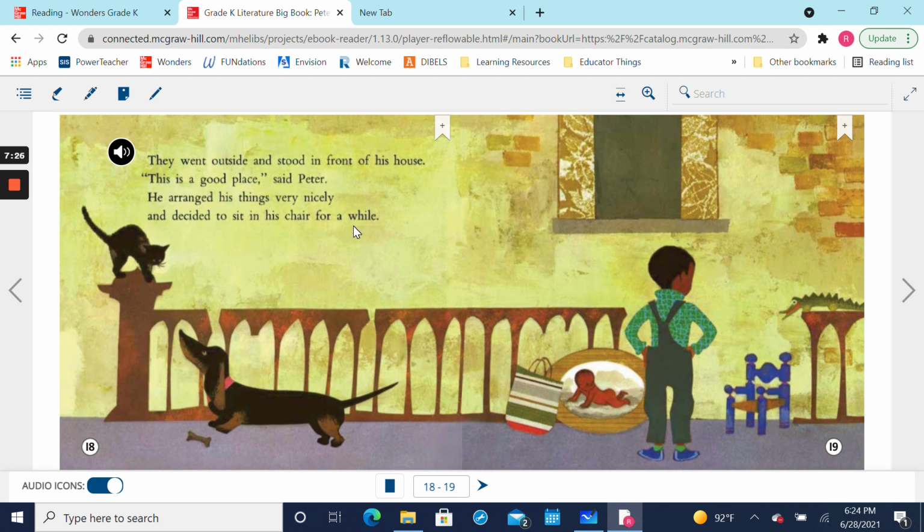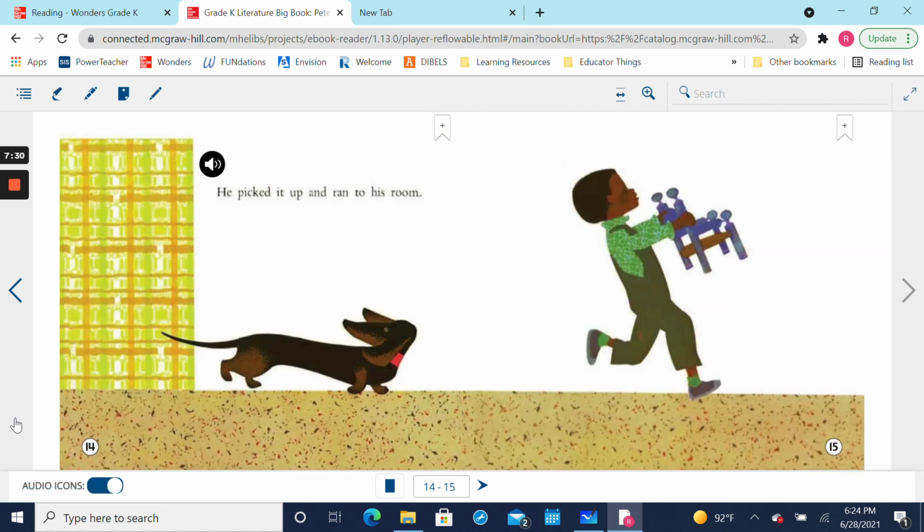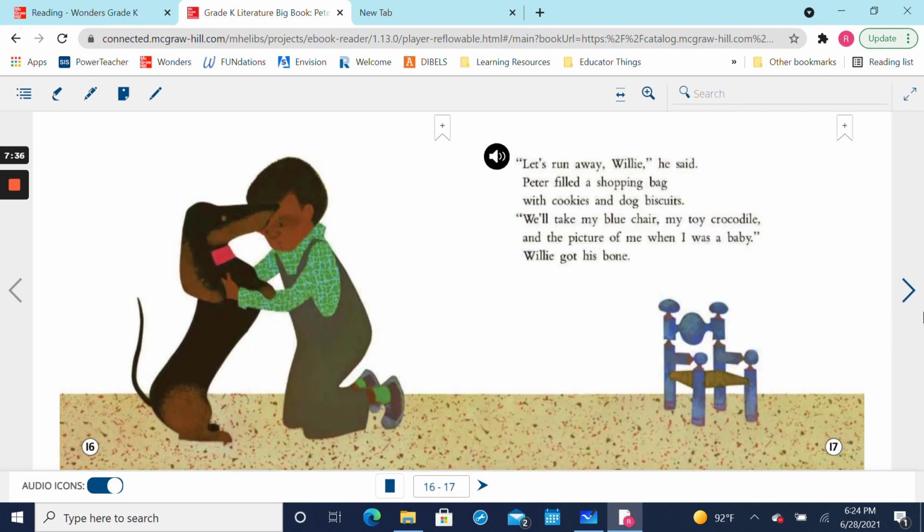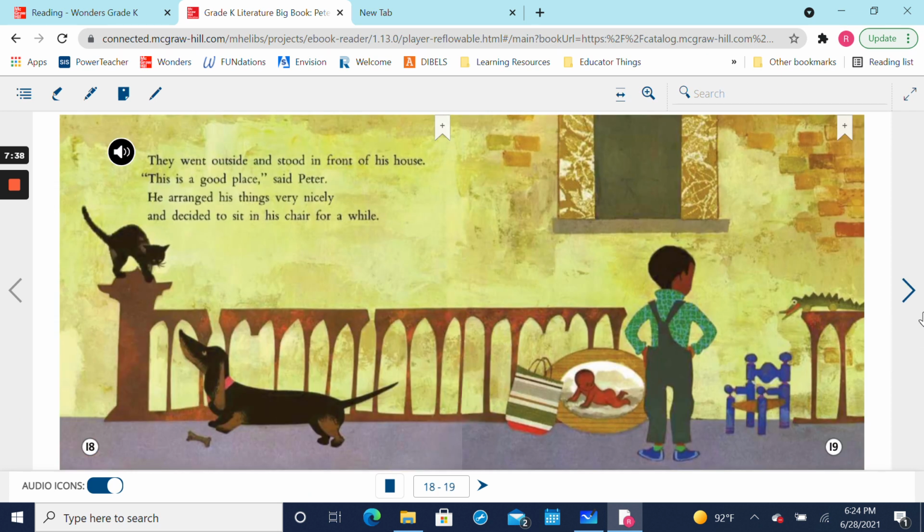So first, Peter was upset that all of his things were being painted. What did Peter do next? Now that he saw that all of his things were being painted, what did he do? He took his chair and then he ran away.